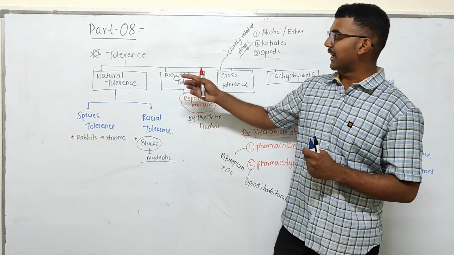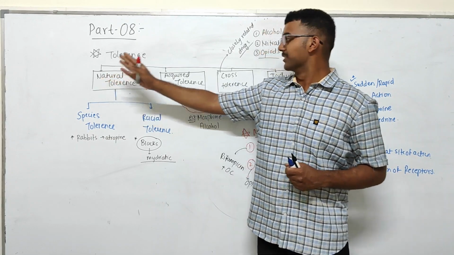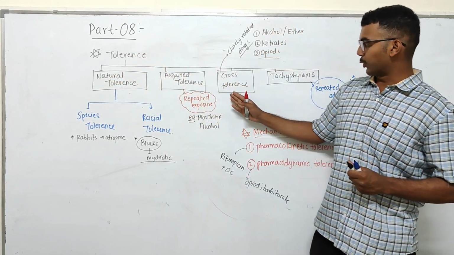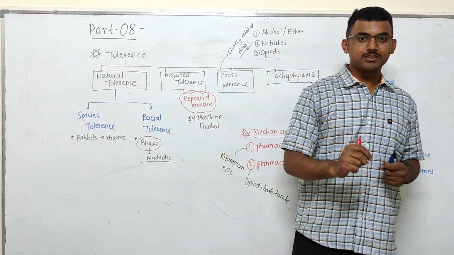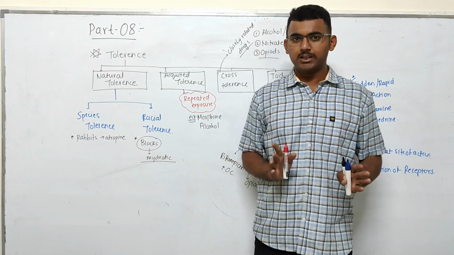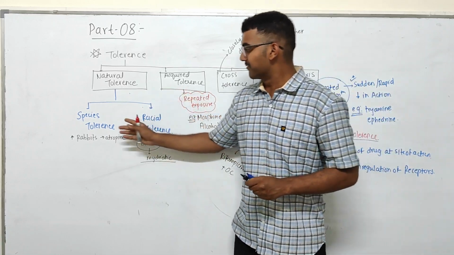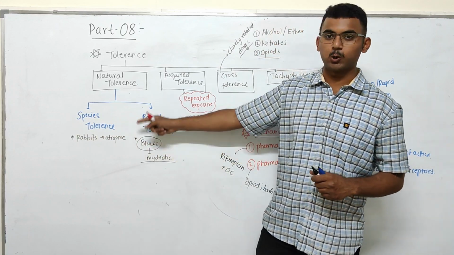Majorly we have 4 types of tolerance. First is natural tolerance, then acquired tolerance, then cross tolerance, and then tachyphylaxis. So what is natural tolerance? Natural tolerance means it has not been acquired; it is naturally there in the body. That we divide into 2 types: one is species tolerance, related to species, and the other is racial tolerance.